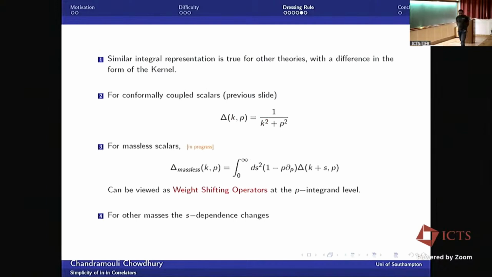Okay. Good. So until now, I mostly just talked about theories which are very simple, which were massless theories in flat space or conformally coupled theories in de Sitter. But you could try to also do it for something like massless theories in de Sitter, where you would simply insert some differential operators, and you can think of these as some weight shifting operators at a p-integrand level. And for other masses in general, these S integrals would have other things, which is still work in progress.